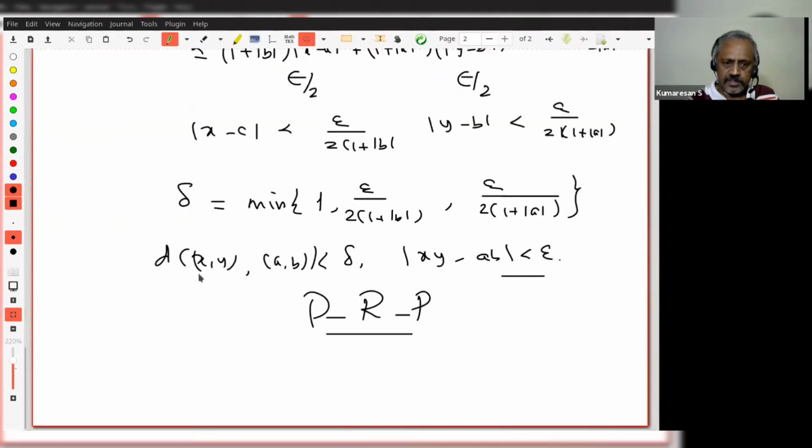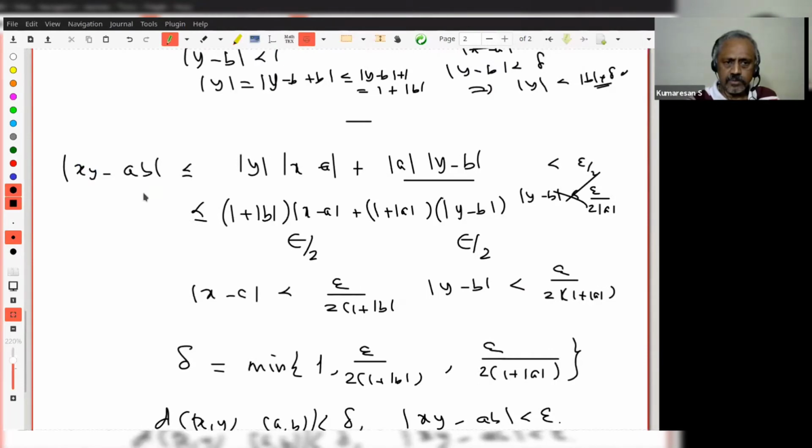So what is my delta? Delta is this. So you gave me an epsilon. The moment you gave me an epsilon, I prescribed what should be my delta. Then let us start with any (x, y) so that the distance between (x, y) and (a, b) is less than delta. Then notice that |x - a| will be less than delta, and |y - b| will also be less than delta. In particular, |x - a| and |y - b| will be less than 1, less than this number, and less than this number. It will be less than any one of these three numbers.